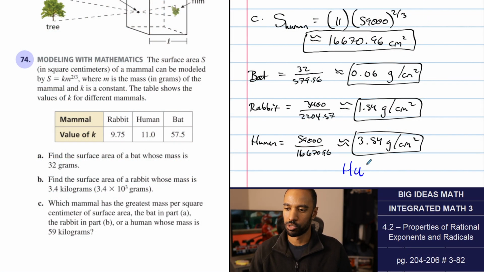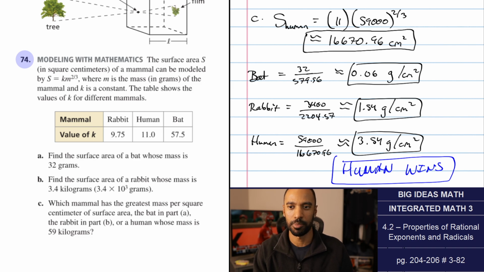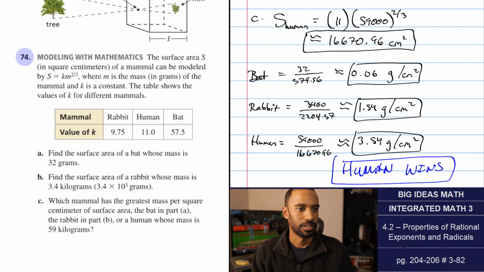So human most. Human wins. Woohoo! We have the most grams per square centimeter. Look at us. Our surface area is not beat by the density of our somethings. All right. So that's it for number 74. Number 75.